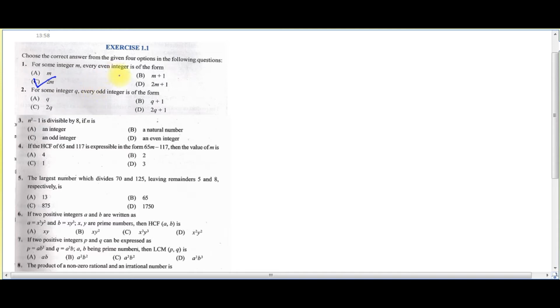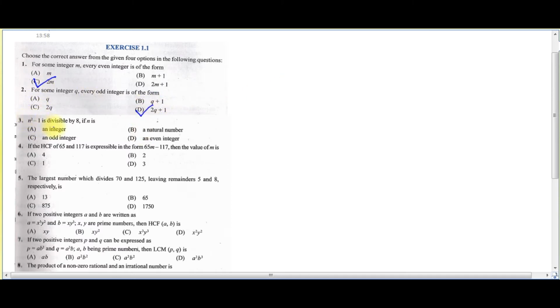The second question: every odd integer is in the form of what? As we already checked, this is not possible in the form above. If we take 2 plus 1, we get 3, but if we take 3 plus 1, we get 4, so that is not actually possible. So we take 2q plus 1. As we see here, 2q always gives an even number, and plus 1 is always odd. So the answer is 2q plus 1.